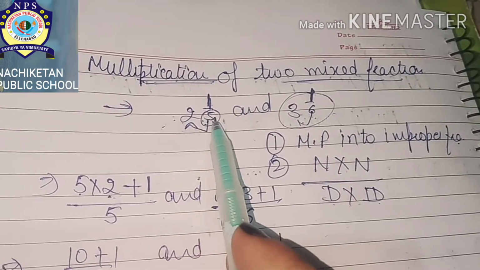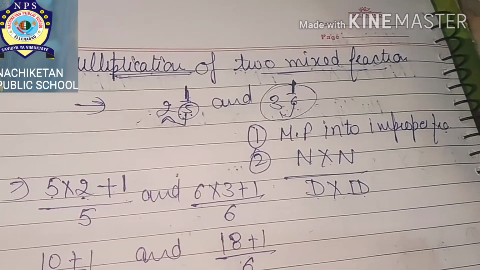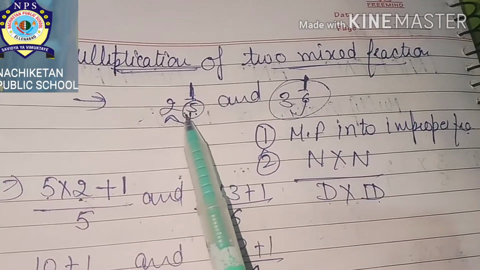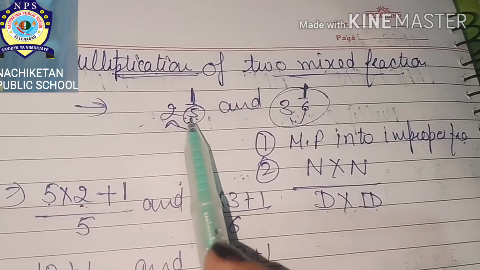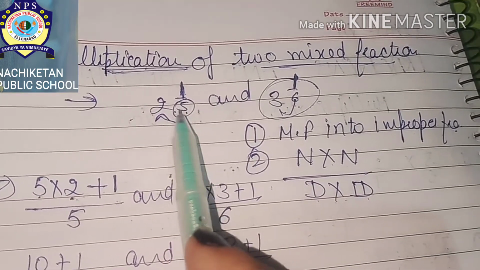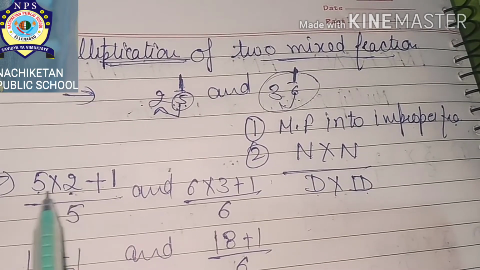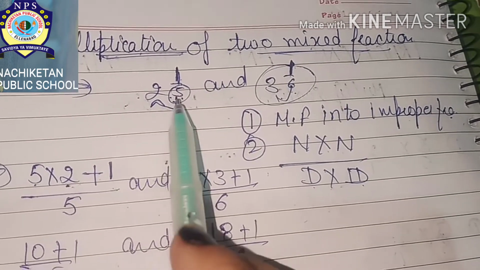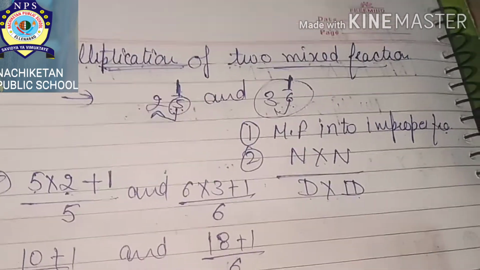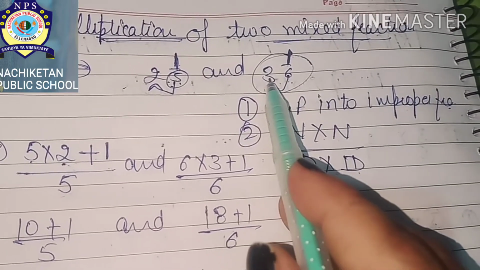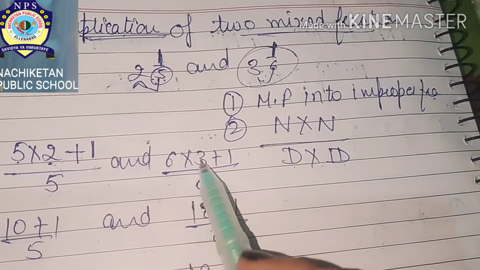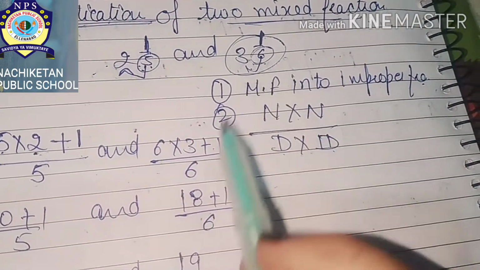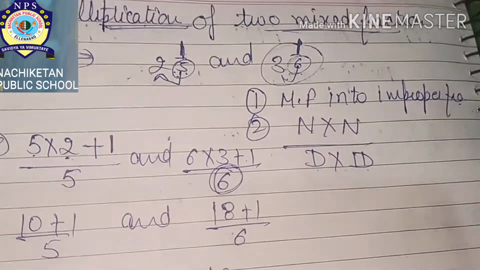Okay, now come to the question. 2 1 upon 5. Firstly change this mixed fraction into an improper fraction. How will we change mixed into improper? Firstly we will multiply these two numbers, 5 into 2, then we will add the numerator, the addition of 1. Clear? The denominator will be the same here. On the second one also we will follow the same procedure: 6 into 3 multiply, then addition of the numerator 1, and the denominator here is 6. Clear?